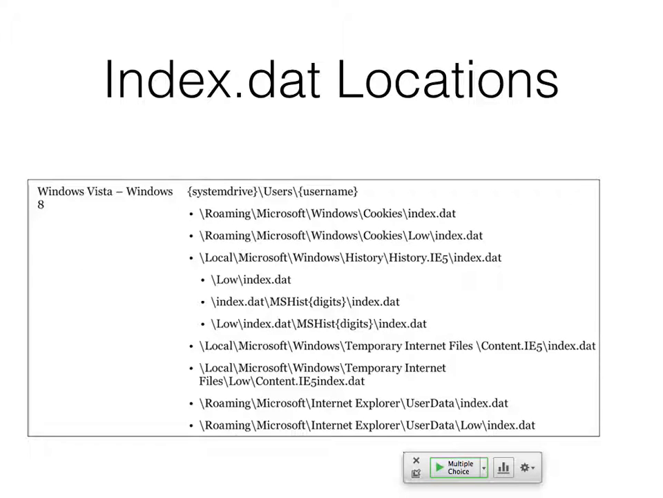Anyway, so here's where the index.dat files are all over the place. You can get them, and then you have to use a special index.dat viewer to open them. And then you'll see the history, the browsing history stored in these places.